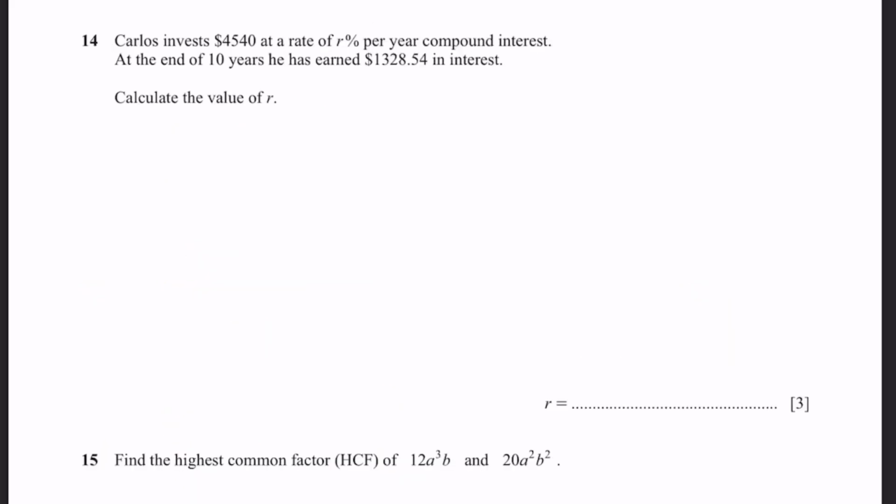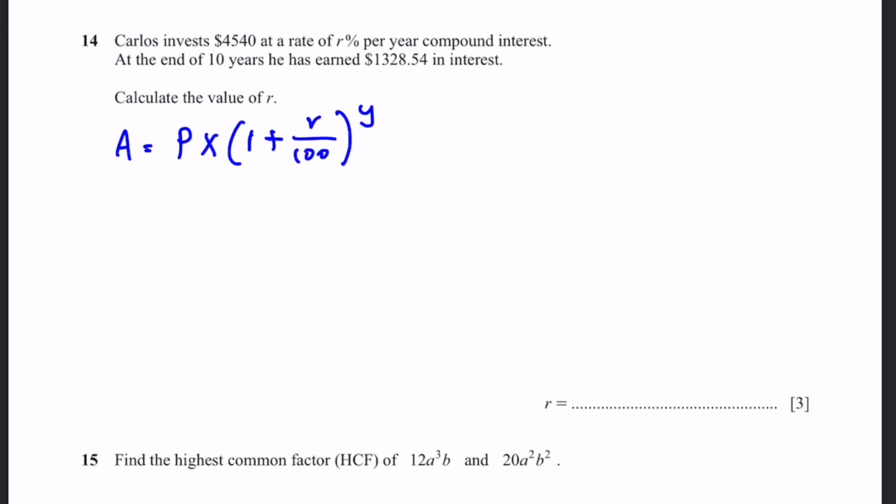Question 14. Carlos invests $4,540 at a rate of R% per year compound interest. At the end of 10 years, he has earned $1,328.54 in interest. Calculate the value of R. So we can make a formula using this, which is only applicable to compound interest, not simple interest. So A is equal to P into (1 plus R/100) to the power of Y.